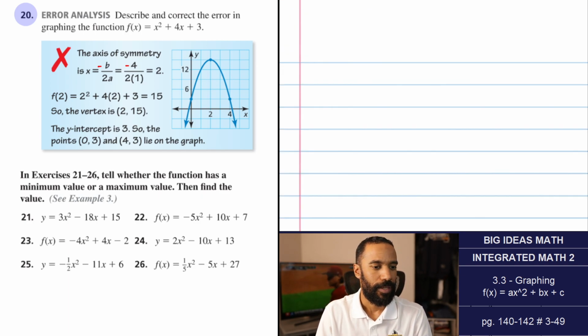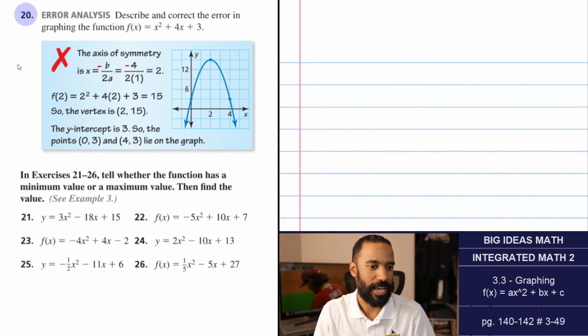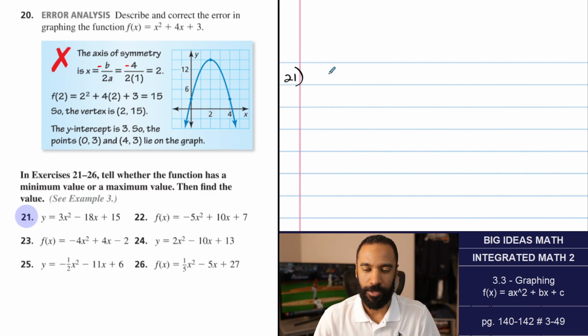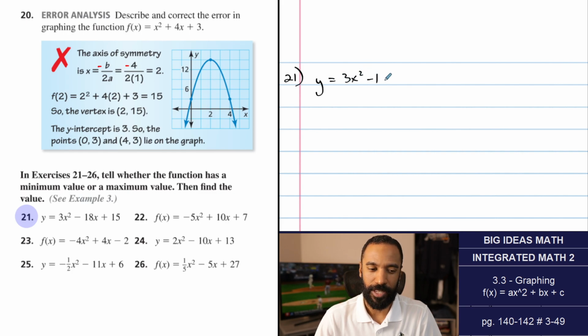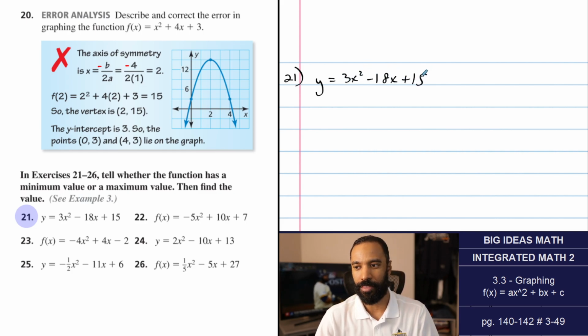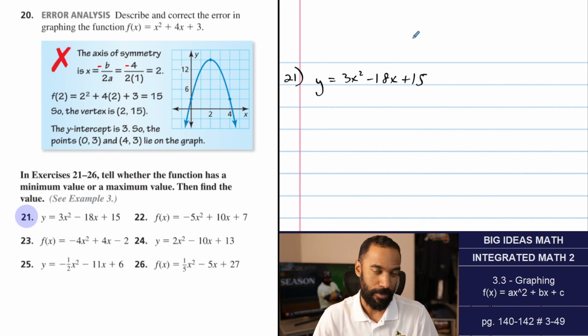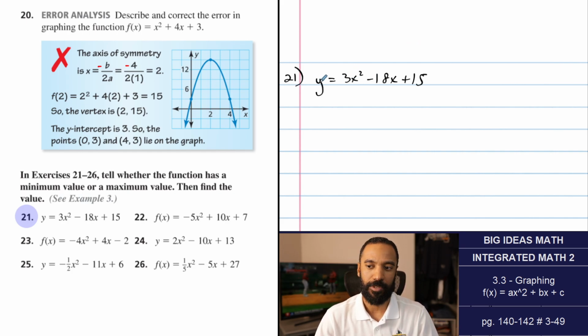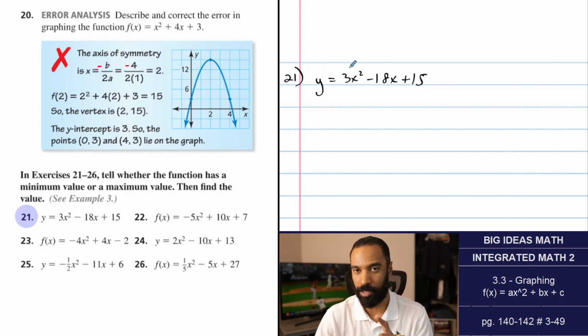Okay. Numbers 21 and 26. Tell whether the function has a minimum value or a maximum value, then find the value. For these problems, we saw these in the lecture portion as well. So y equals 3x squared minus 18x plus 15. The minimum or maximum occurs at your vertex. So we are going to have to find the vertex, more specifically the y value. The y value is based off the x value, though, so we have to do that anyway.